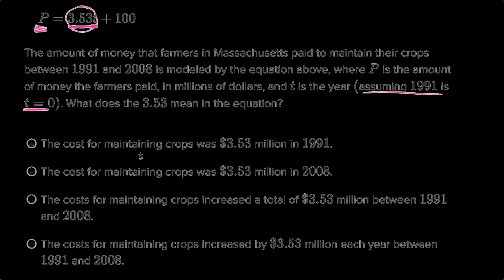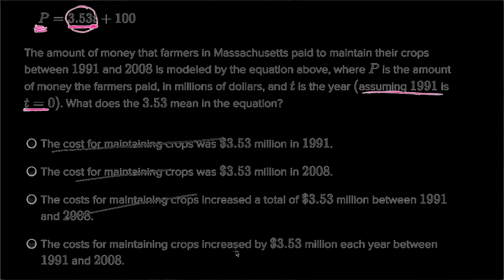All right. The cost for maintaining crops was $3.53 million in 1991. No, that's just not true. In 1991, this term is zero and it was $100 million. The cost for maintaining crops was $3.53 million in 2008. No, that's not going to be true either because it's $100 million in 1991 and then each year it's going to increase by $3.53 million. The cost for maintaining crops increased a total of $3.53 million between 1991 and 2008. No, it's going to increase $3.53 million per year, not over the entire time span.